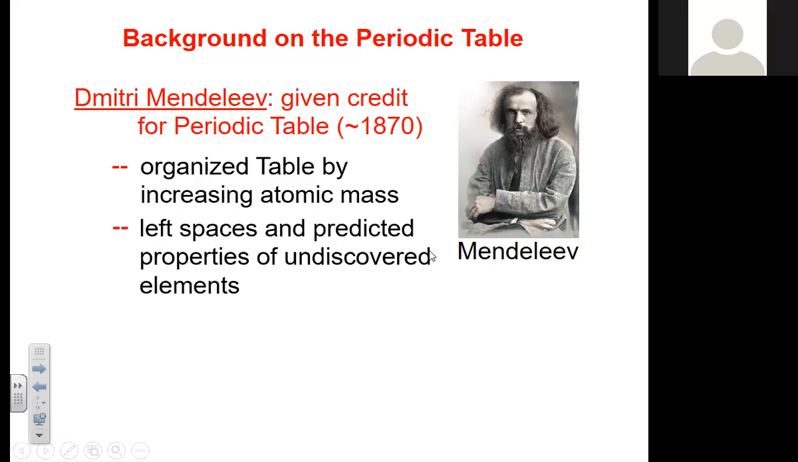Look at number 52 and 53, tellurium and iodine. Tellurium has a mass of 127.6. Iodine has a mass of 126.9. The mass actually goes down. And so arranging by atomic mass was good up to a point, but it's not perfect.